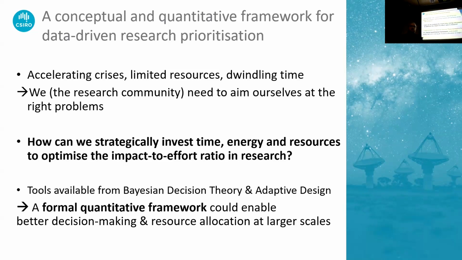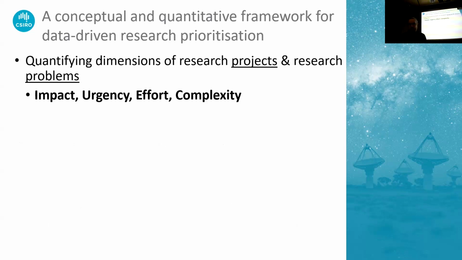And what I'll try and make the argument to you today is that if we have a nice formal quantitative framework to try and grapple with these questions, it can enable us to do better decision making and think about resource allocation at multiple and larger scales. A challenge that needs to be discussed to get any handle in this domain is agreeing upon and then thinking about how to quantify dimensions relating to research projects and research problems.